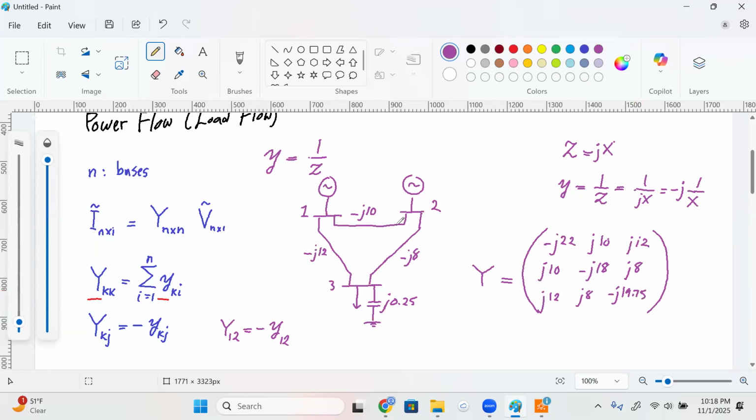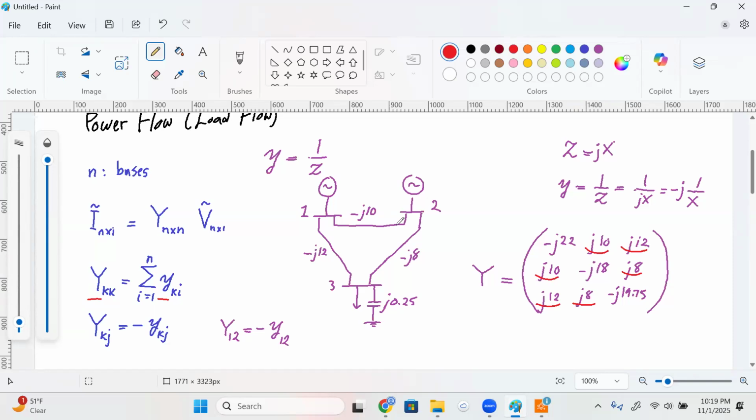19.75. Notice a couple of things here, that this is a three-bus system, and the admittance matrix is a square matrix, 3 by 3. Also notice that it is symmetric. So element 1,2 is the same as 2,1. Element 1,3 is the same as 3,1. And element 2,3 and 3,2 are the same as well. So this is how we find the admittance matrix.